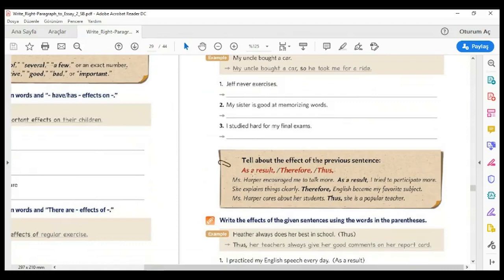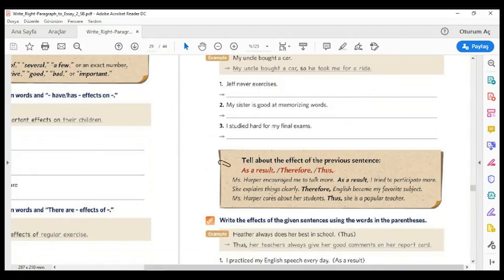So the second sentence will start with as a result, comma, or therefore, comma, or thus, comma. Miss Harper encouraged me to talk more, full stop. As a result, comma, I try to participate more. Now, the second sentence gives more information or supports the first sentence. Let's look at the next two examples.